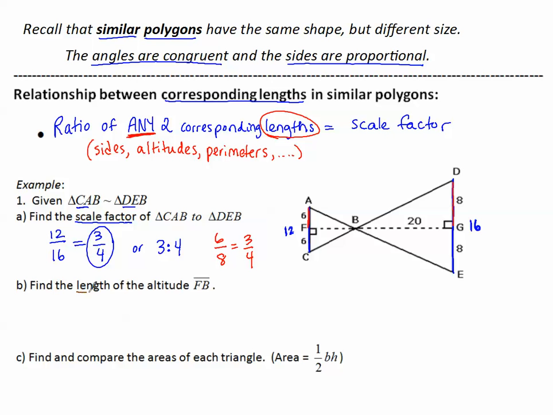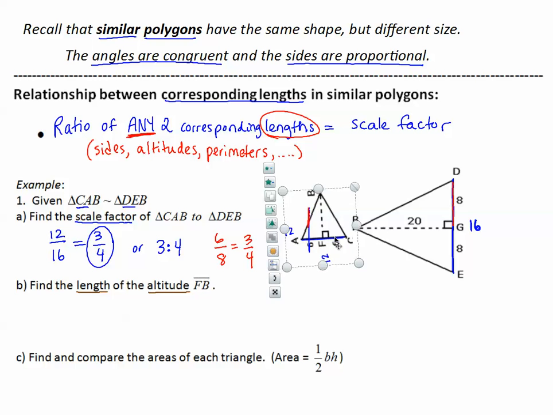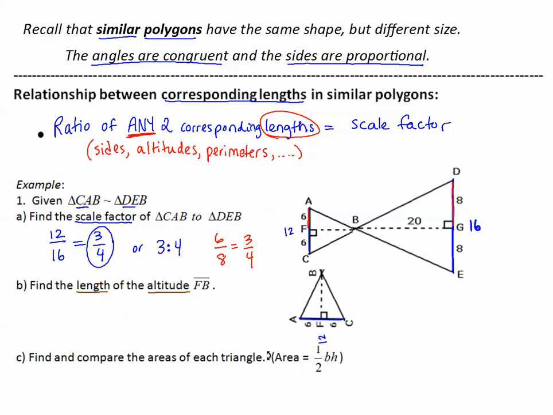Find the length of the altitude FB. So they want segment FB, this segment right here from F to B. Well, what is an altitude? We don't really need to know what an altitude is to do this problem, but we might as well discuss it here. Altitude means height. The height of something goes from the very top of it straight down to where the base is. Now, this one's going this way, so let's look at this by changing it, just turning it around. So they're calling it an altitude.